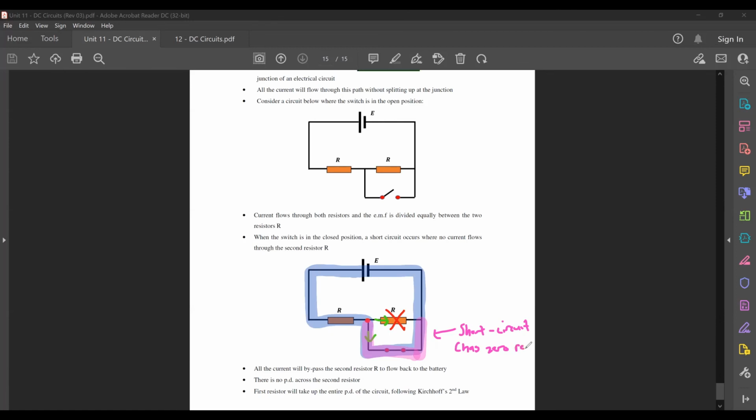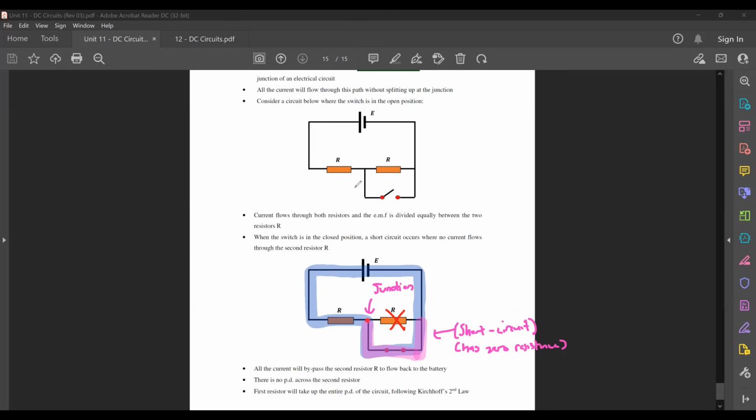The key thing to identifying whether you have a short circuit or not is to look at your junction, where current is supposed to split off. Then see whether there's any path with zero resistance. If there's zero resistance, that is already considered your short circuit. So what will happen is that no current will flow through the other path. All the current will flow through the short circuit.